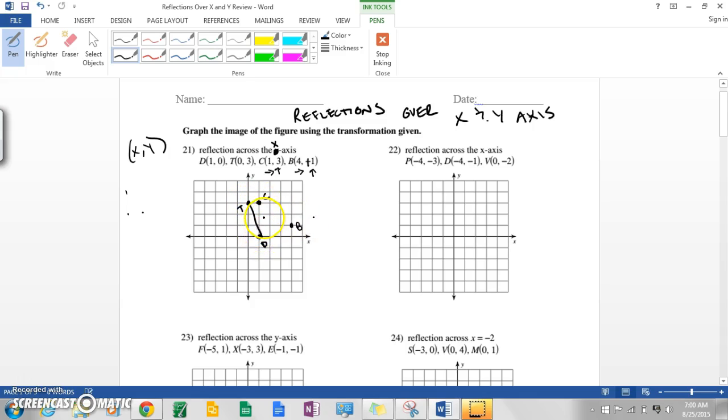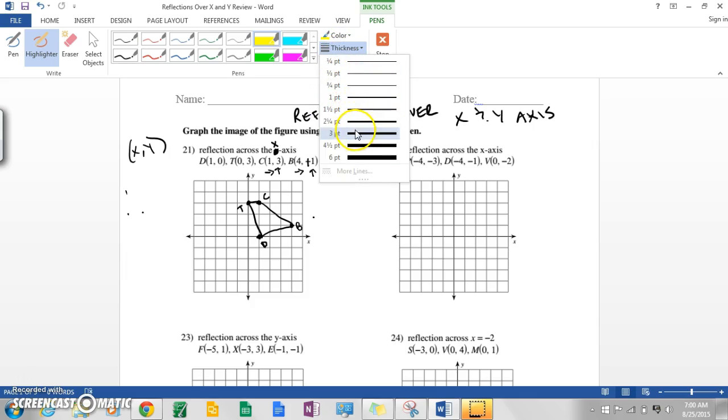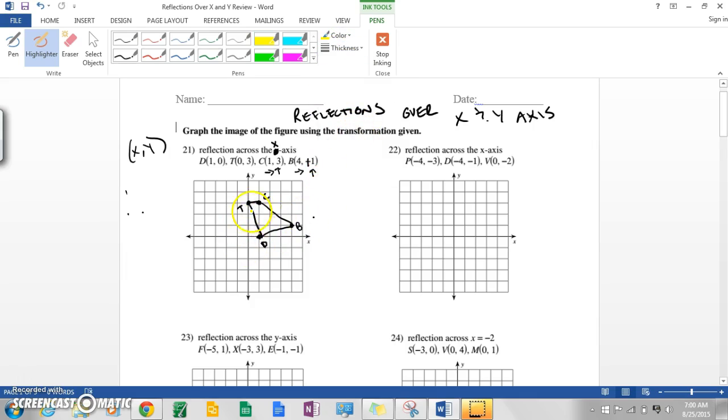We can connect our shape here. And this is going to be the shape that we're going to be reflecting over the x-axis. One of the hardest parts about doing this type of review is to make sure that you get this initial shape correct based on the coordinates that you're given.